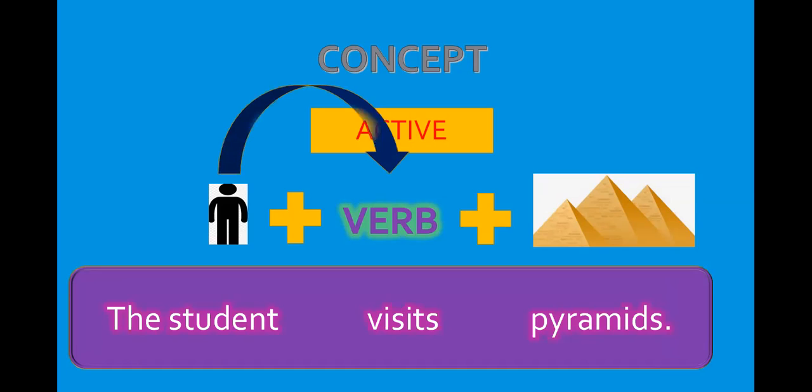In this case, the subject is the person, the agent who does the action. In the sentence we have the student visits pyramids. If we make the question for visits, who visits, who is doing this visitation? Well, we have the student. The student is the person who does the action. This is active voice. This is the regular sentence that we have, and I think we all understand that.